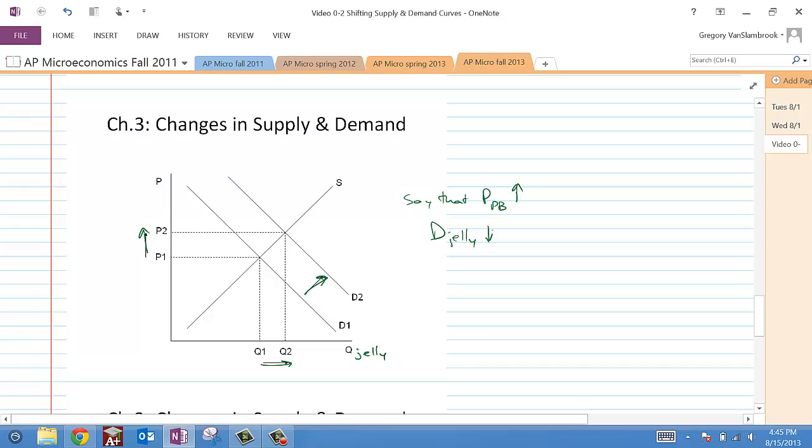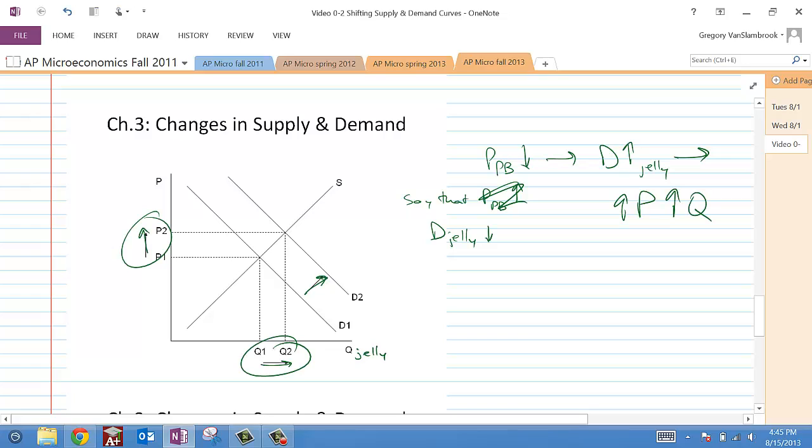If we wanted to do one that goes along with this graph, let's just switch it up. Say that the price of peanut butter decreases, leading to an increase in demand for jelly, which leads to an increase in the equilibrium price and an increase in the equilibrium quantity of jelly, as you can see there on the graph. You draw this graph and show this cause and effect chain in one of these problems, and we'll do some examples of that in class.